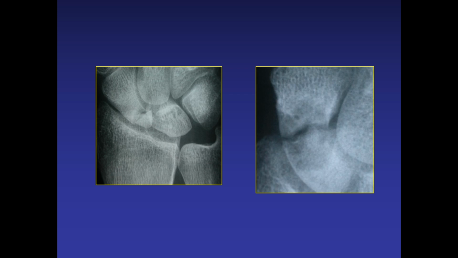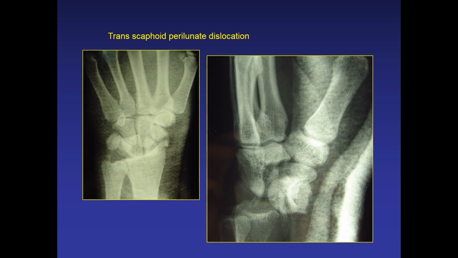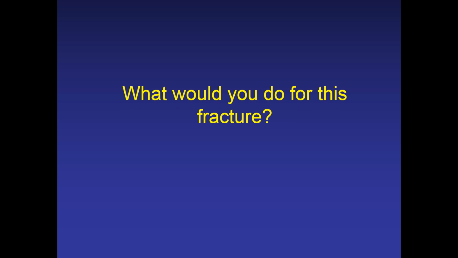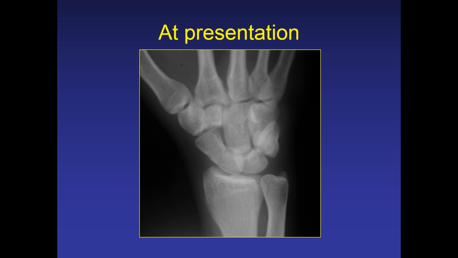So just some examples there, proximal pole. Here's some signs of non-union in a patient treated in a cast. And there's your typical transscaphoid perilunate fracture. So it all seems so simple. But what would we do here?